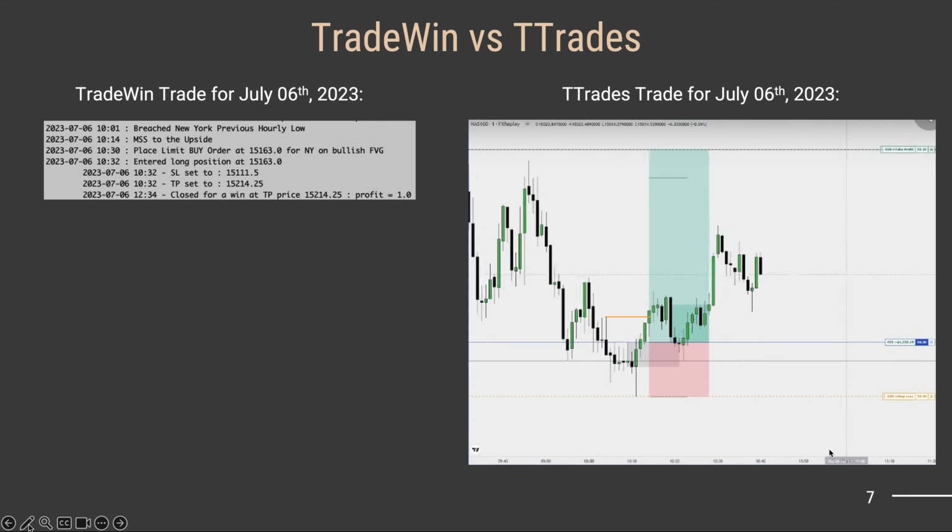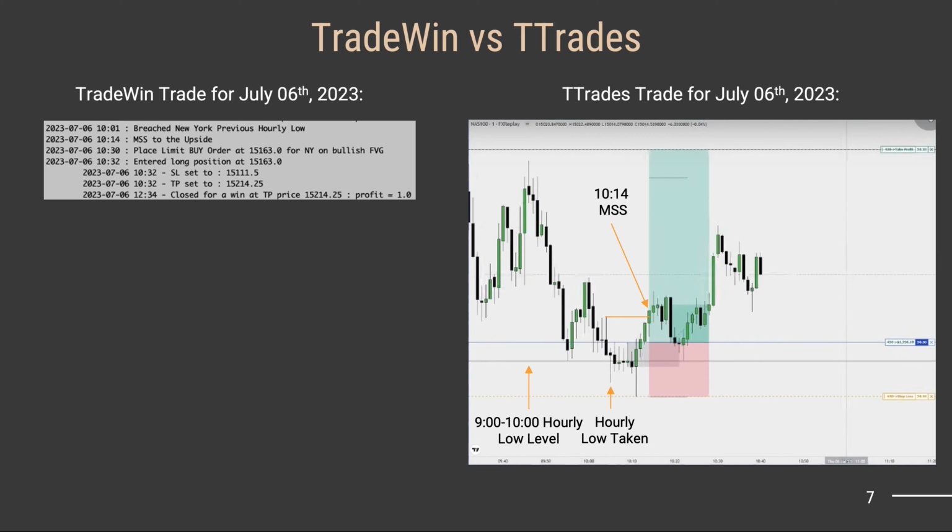Next day, July 6th. Let's do that again, marking the 9 to 10 levels. So 10 a.m. is here, the hourly low is here. Okay, we can see that it is swept here, exactly as expected. So now we are waiting for a market structure shift to the upside, which occurred here. Perfect. And then we are waiting for an entry.